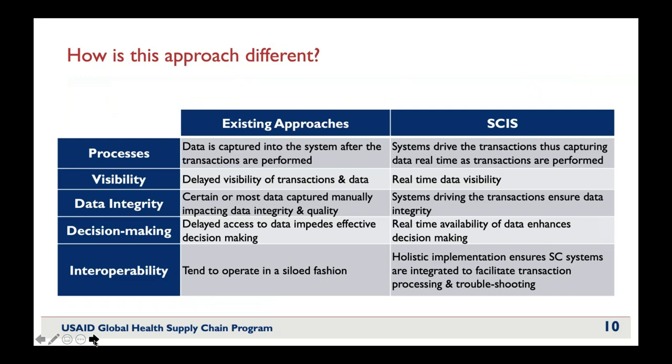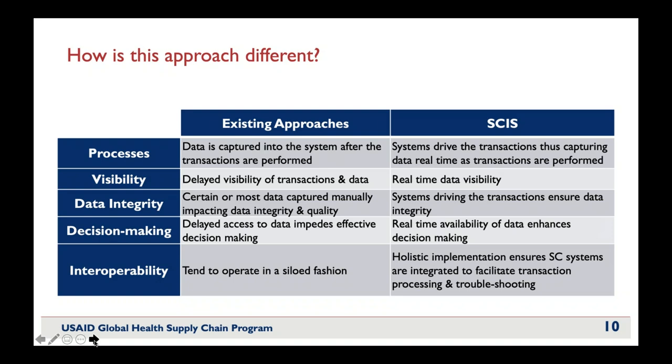So before I jump into the model itself, just to summarize how the way we started looking at supply chain information systems differs from existing approaches, let's look at them across these five parameters. In terms of process, the existing systems and approaches that we saw tend to capture transactions or data after the fact. Whereas from a supply chain information systems perspective, what we wanted was systems driving those transactions.